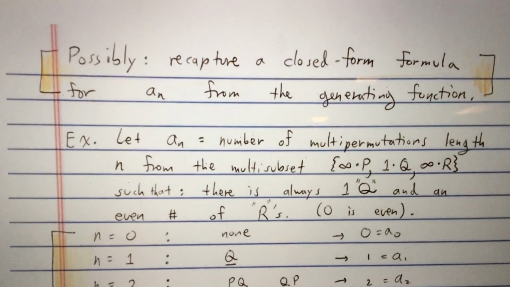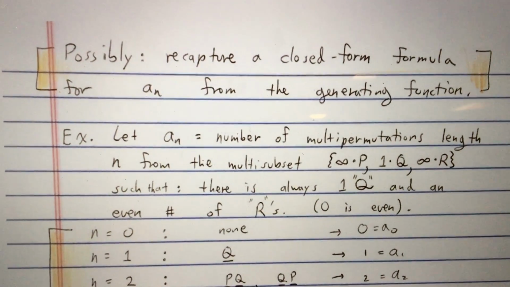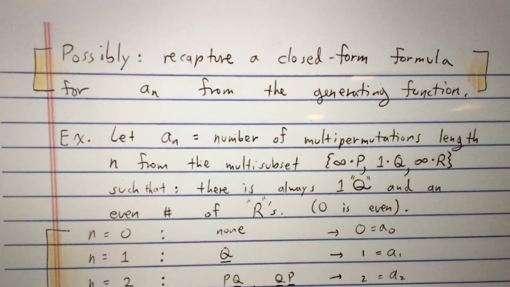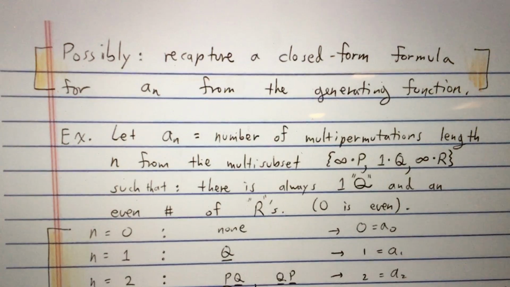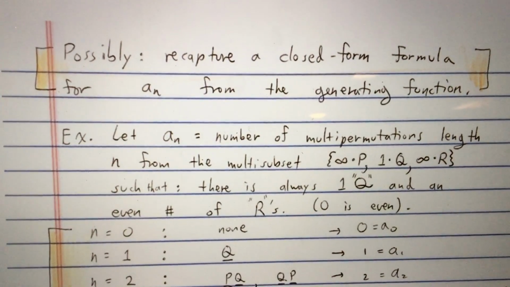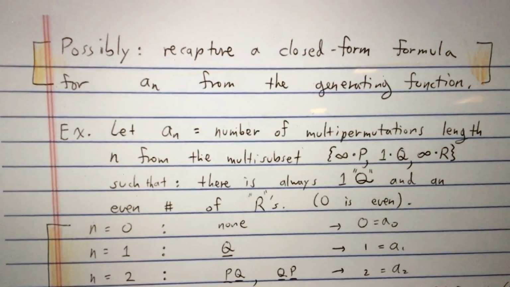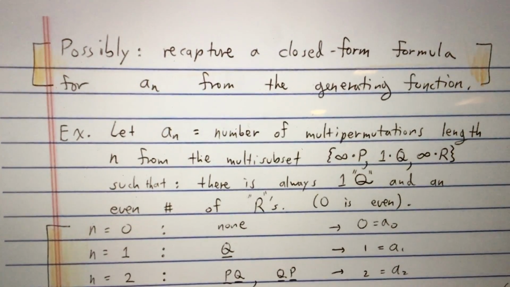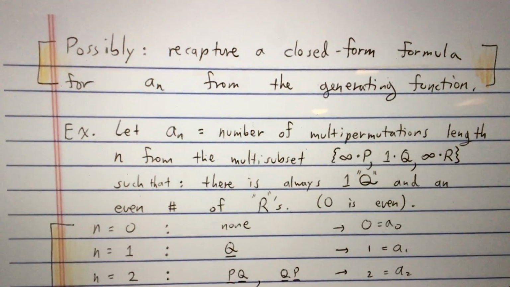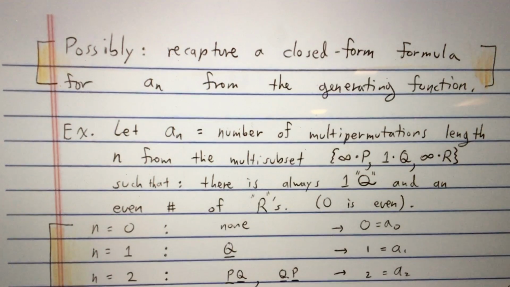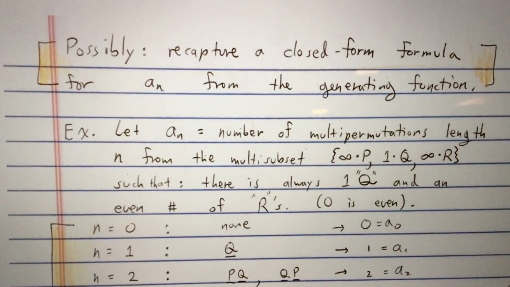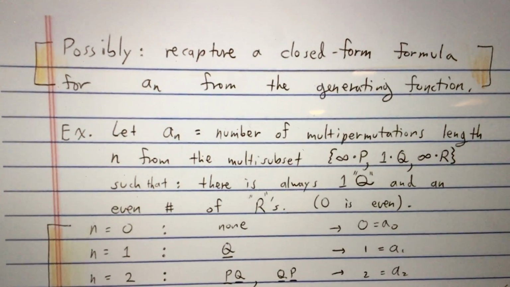Okay, here's an example which will be like the one on the quiz 6b, and it shows that it's possible to recapture a closed form formula for a sub n from the generating function. Closed form means in this case that it'll have a variable n that will allow you to figure out what a sub n is using the formula, and it won't have any summation n equals 0 to infinity in it, or ... with a plus.